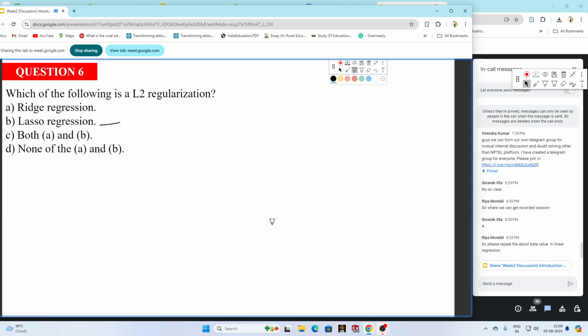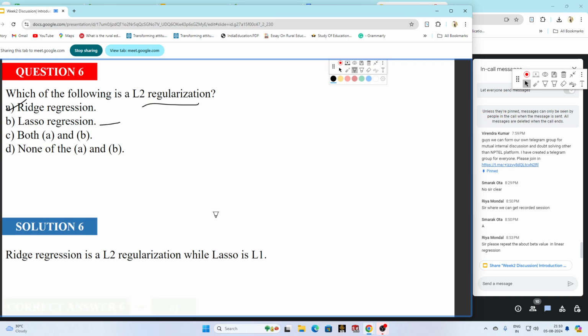Yes. So question number 6, which of the following is an L2 regularization? Option A, ridge regression, option B, lasso regression, option C, both A and B, and option D, none of A and B. I hope everyone knows L2 regularization and L1 regularization. Lasso is your L1 regularization, because the penalty term we are using depends on the absolute value of beta, but ridge is our L2 regularization. That means the penalty term is proportional to beta square, so that is L2 regularization. Here in the question we have been asked L2 regularization, so option A is your correct answer. Is this clear?